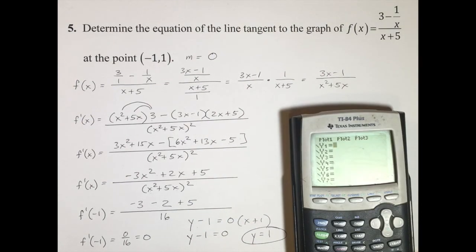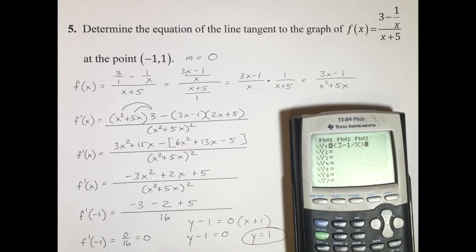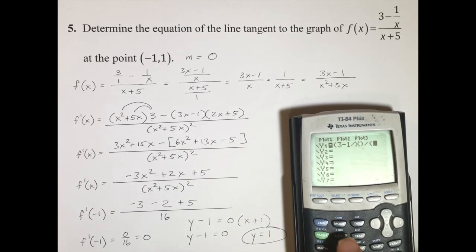Let's take a look at this in our graphing calculator. I'll graph the function f of x. The numerator is 3 minus 1 divided by x. And I'll divide that by the denominator, which is x plus 5. Let's look at its graph.